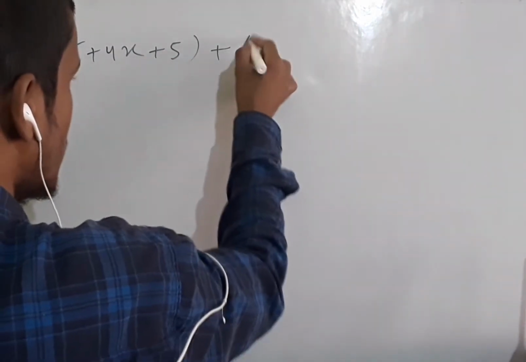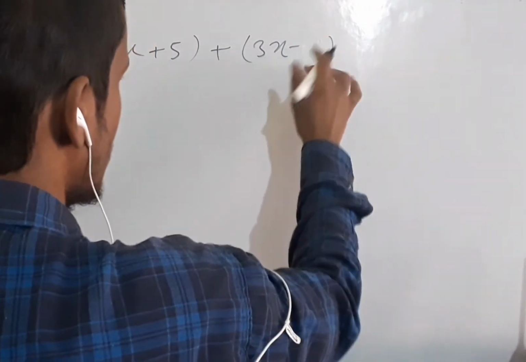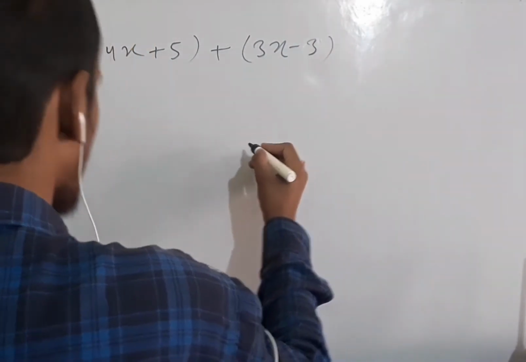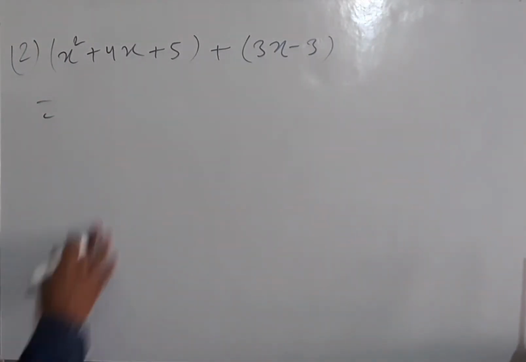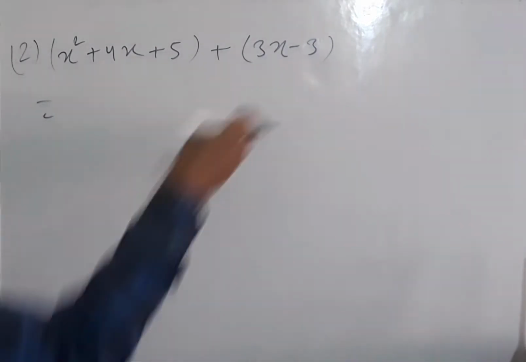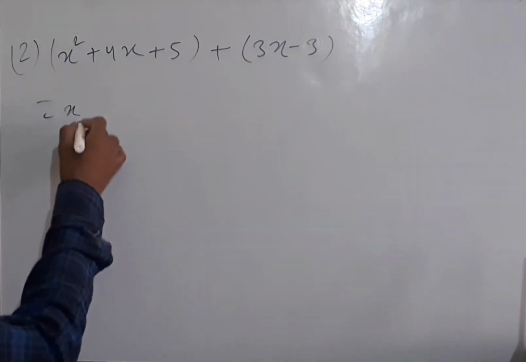plus 3x minus 3. Okay, so we have two polynomials here. We have to add those polynomials, okay? You can have many more polynomials than two, and the rules will be the same.